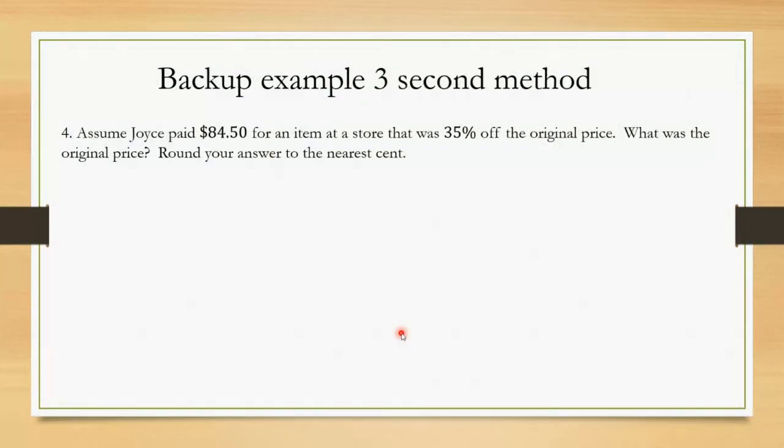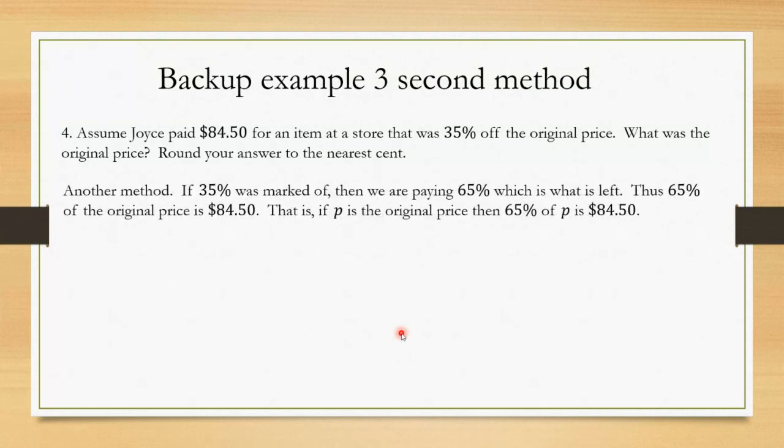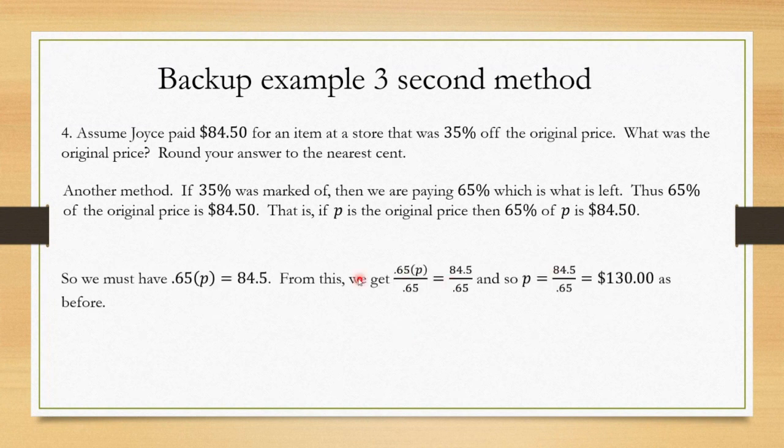But that's also why we have this other method. Essentially, if 35% is marked off, then we're only paying 65% of the original price. 65% of the original price, if that's P, that's what we're doing here. 65% of something is 0.65 times that something. Just another way to see it. So from the calculations, we can get a lot of information. I'm trying to let you see that. All right.